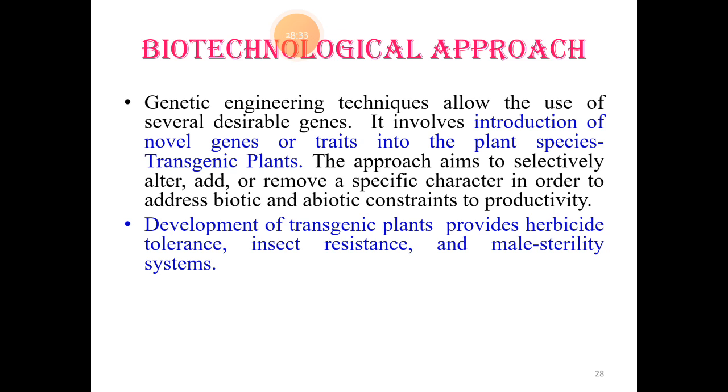This newly introduced gene, as we know, will alter the behavioral character of the pest. Such plants are called transgenic plants. These transgenic plants provide certain characters to the plant itself, that is herbicide tolerance, insect resistance, and also bring in male sterility of the pest.